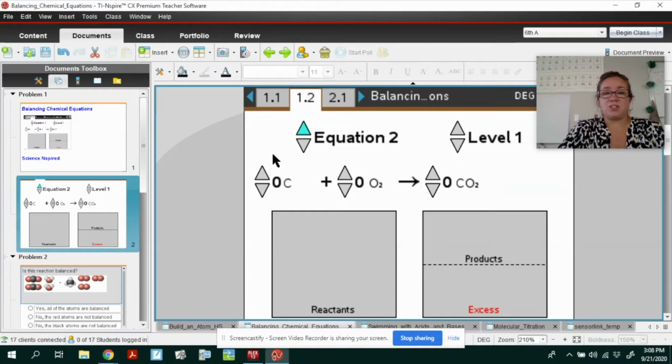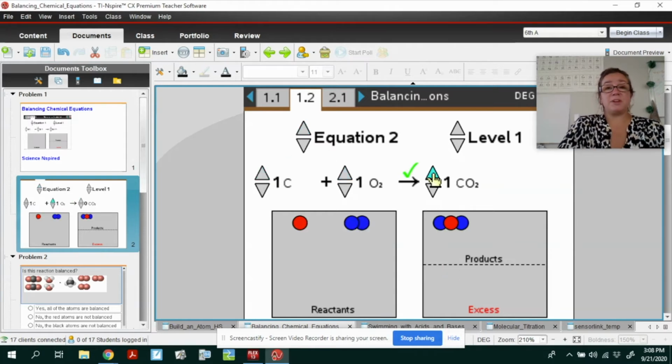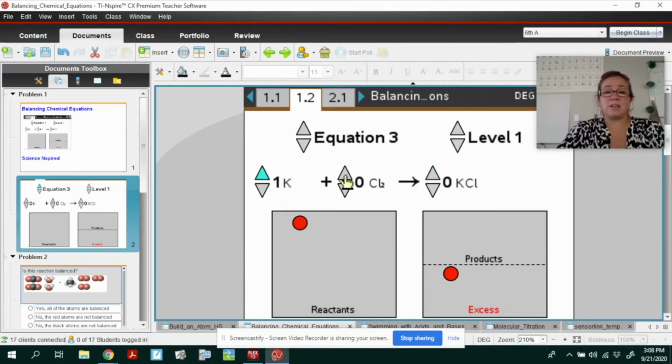Click to the next equation. 1 of each. Let's see what happens there. Oh, it just so happens it balances with 1 of each. Go to the next one. 1 of each. Well, I have some excess of the chlorine, so I need to make another KCl.